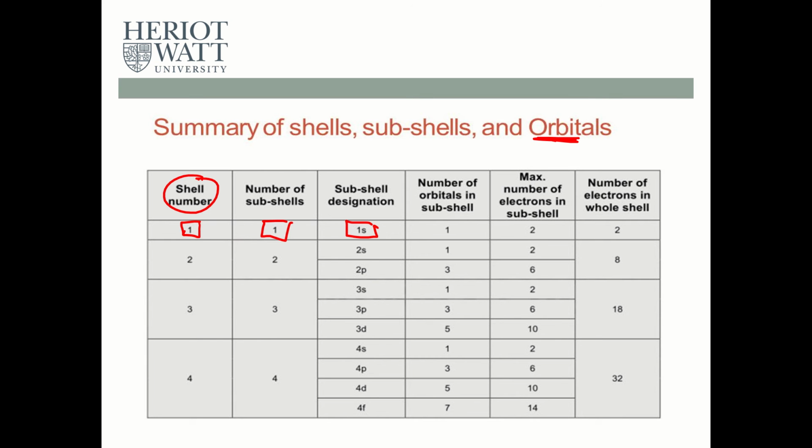See that? So the number of orbitals in the subshell, of course, is just 1, and then the maximum number of electrons in the subshell is 2. Why? Because s orbital is having how many orientations? Only 1 orientation, right? Because it's a spherical shape. So 1 orientation means that you can put in maximum 2 electrons.